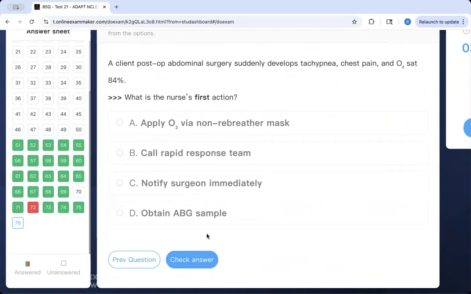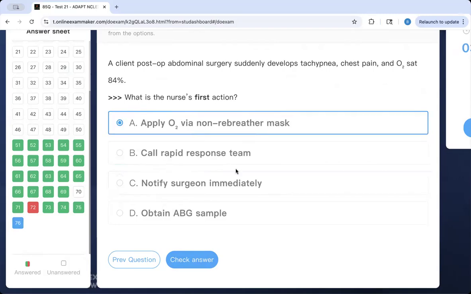A client post-abdominal surgery suddenly develops tachycardia, chest pain, and low oxygen saturation. What is the nurse's first action? Apply oxygen, call rapid response, notify the surgeon immediately, obtain ABG. Patient had surgery, tachypneic, chest pain, SAT 84, dropping. This is pulmonary embolism until proven otherwise. If it's pulmonary embolism, what are you going to do? We're going to put oxygen on them before we call rapid response or the surgeon.